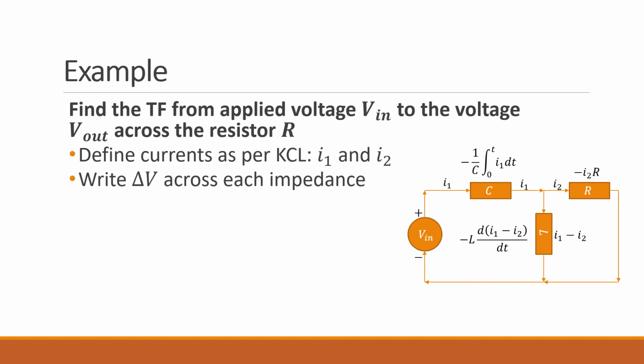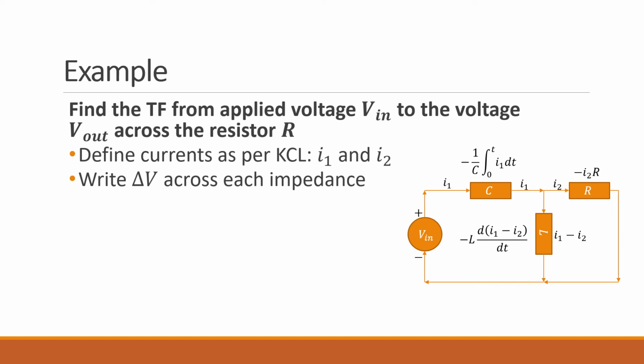Voltage drop across inductor L is minus L d(I2 minus I1) over dt. The voltage decreases downwards as you move along the inductor. The voltage drop across R, the resistor, is minus I2 times R as you move rightward. The voltage drop across the capacitor as you move rightward is the integral of I1 divided by C with a negative sign due to the decrease.